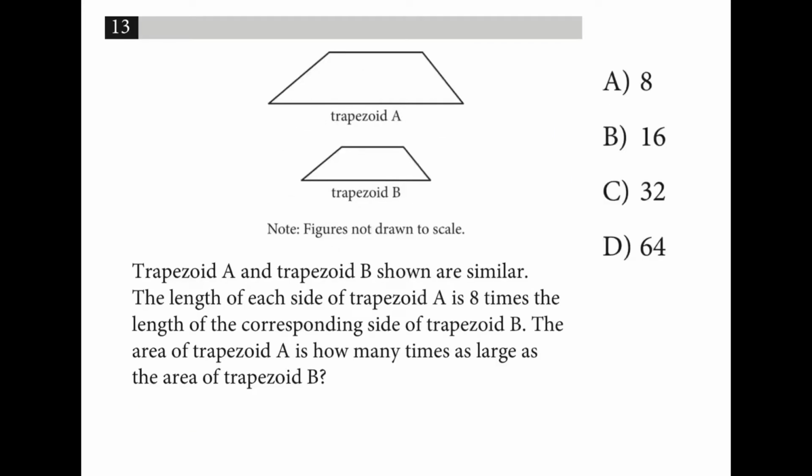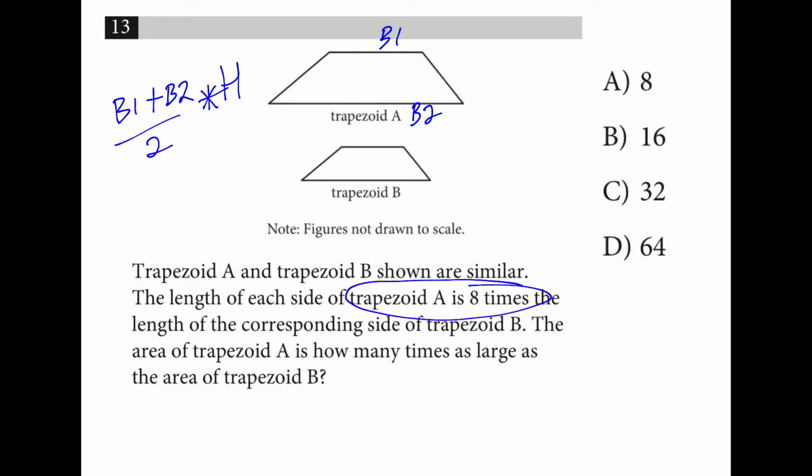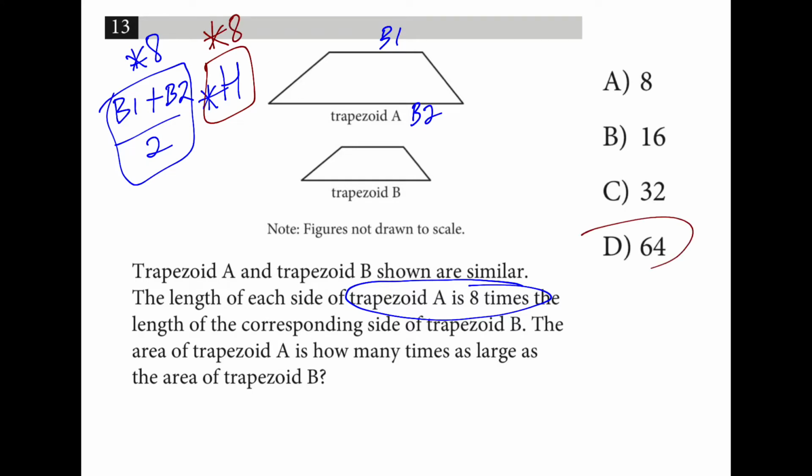The formula for the area of a trapezoid is to take base 1 plus base 2, average them, and multiply by the height. So if we're going to take trapezoid A and make all sides 8 times the length, effectively, this part will be multiplied by 8, and also this part will be multiplied by 8, the height. So there's a total factor of 64.